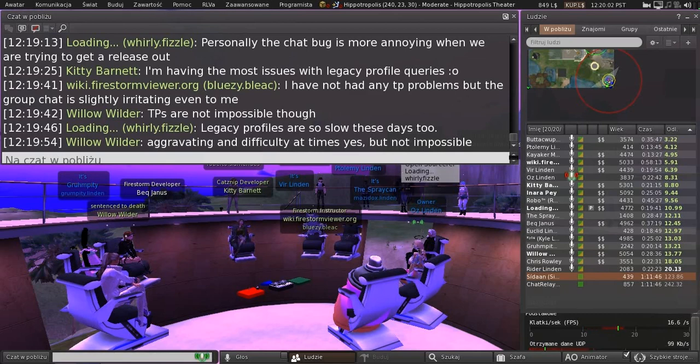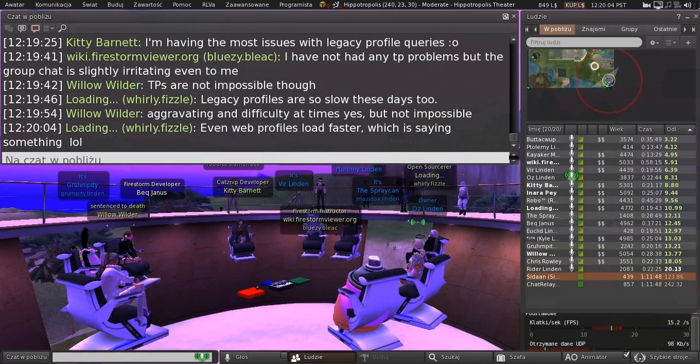We're hoping that the legacy profile queries will get better when some of the backend components have been uplifted. And if not, we'll try to debug that. But I assume everybody agrees that that's less important than either teleports or chats. Group chats, yeah.